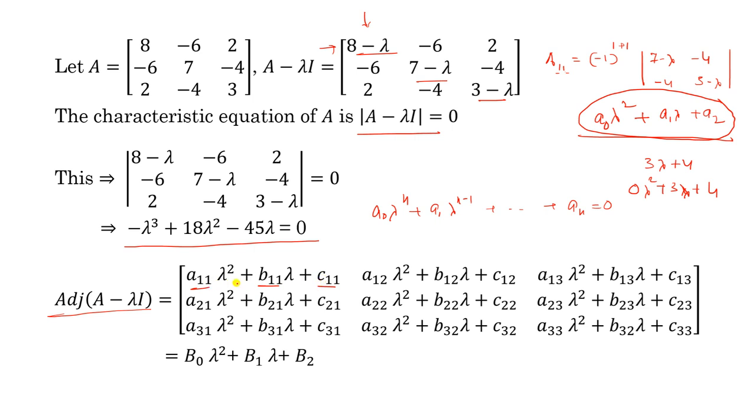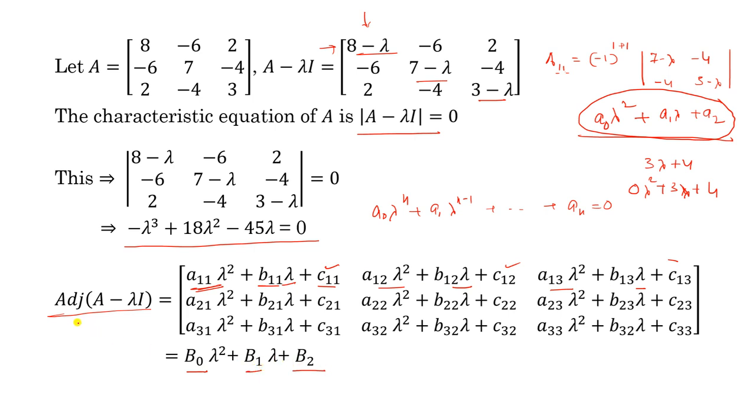Now look at this. Every entry is basically a sum of these three. If you look at this matrix, it can be written as a sum of three matrices, in which the first matrix is all these coefficients of lambda square, the second matrix is the coefficients of lambda, and the third matrix is all the other coefficients. So this matrix can be written as a sum of three matrices: B0 lambda square will be common, plus B1 lambda plus B2.